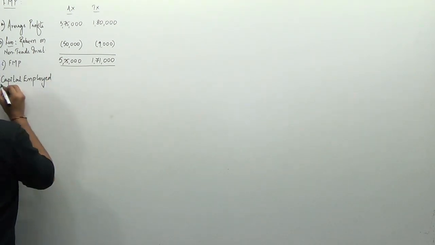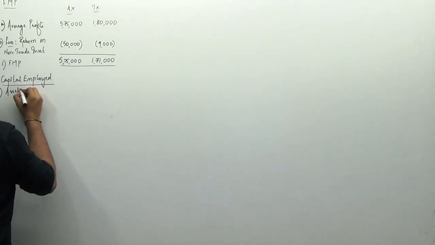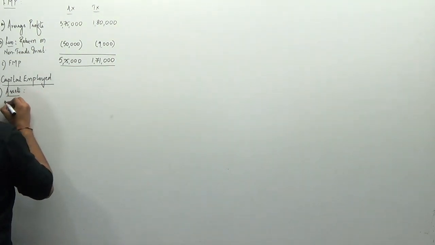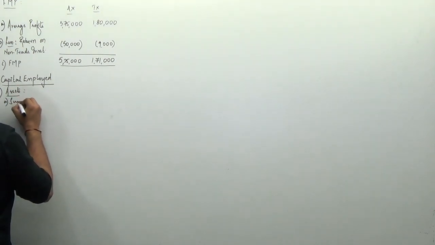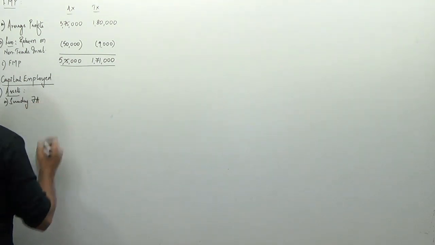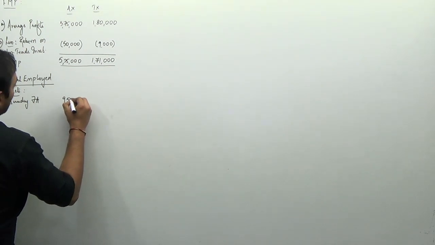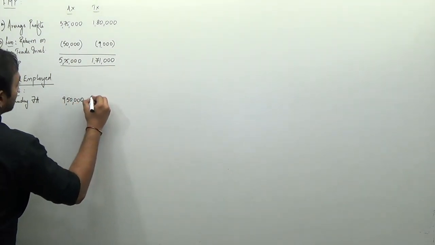Capital employed, I'll continue those two columns. Assets. First one is sundry fixed assets. There's no change in the values. I'll take it as 9,50,000 and 4,00,000.